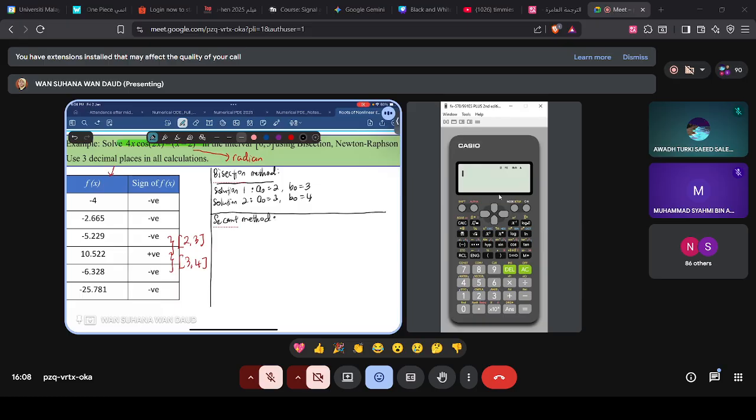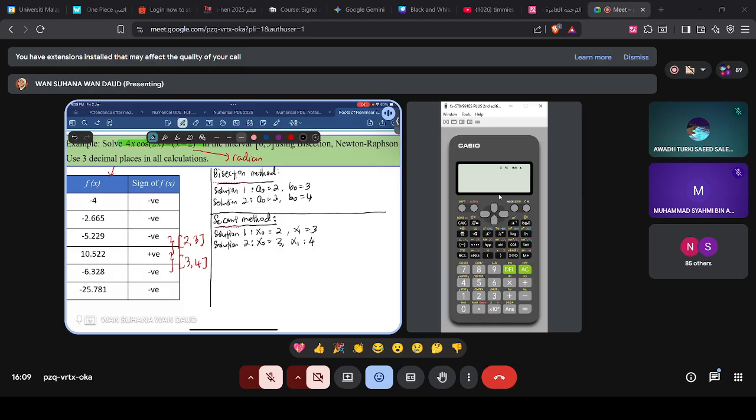For the second method, we also have two solutions. For solution number 1, the initial values are x0 equal to 2, x1 equal to 3. For solution number 2, x0 will be 3, x1 will be 4. Okay, so far clear or not what I am talking about here?